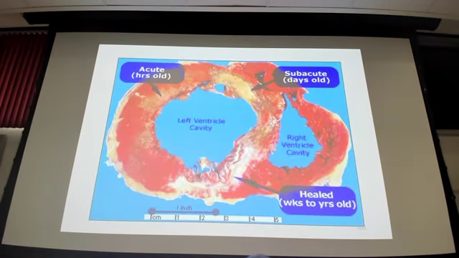So, this is what we're trying to do. We're trying to reperfuse this before it becomes acute, right? Subacute, days old, even though it looks kind of ugly. Sorry, I was right the first time. Let me stop to erase all of this.